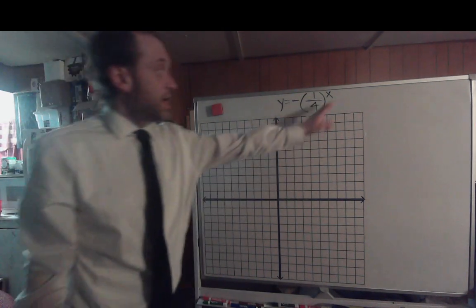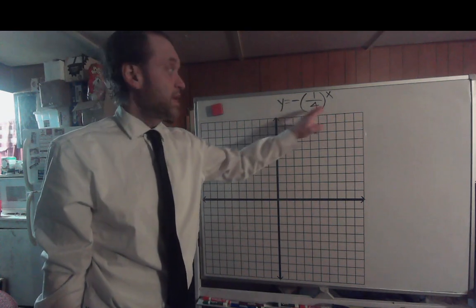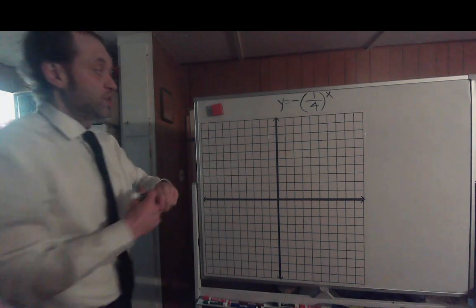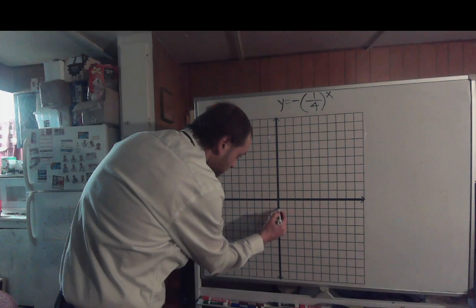Well, let's start with x equals 0. So what is 1/4 to the 0 power? That's 1. But you negate that, so you'll actually be at negative 1. So you'll get 0, negative 1 for a coordinate.